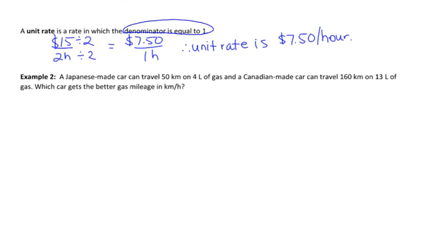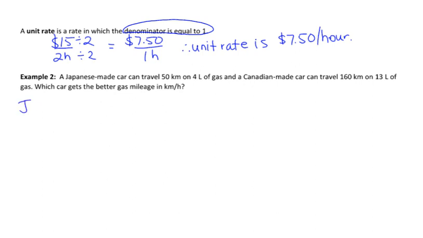Example 2, a Japanese-made car can travel 50 kilometers on 4 liters of gas, and a Canadian-made car can travel 160 kilometers on 13 liters of gas. Which car gets the better gas mileage in kilometers per hour? So we need to compare those things in terms of 1 liter for both of them, because our Japanese-made car is telling us for 4 liters and our Canadian-made car is telling us for 13 liters, but we need to get that to be per 1 first. So use unit rate to compare always.